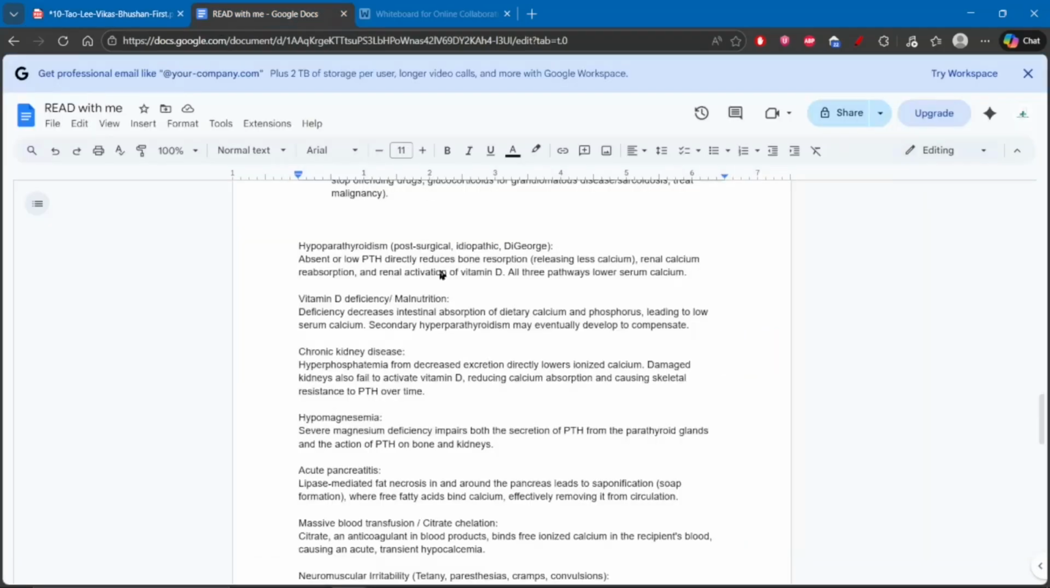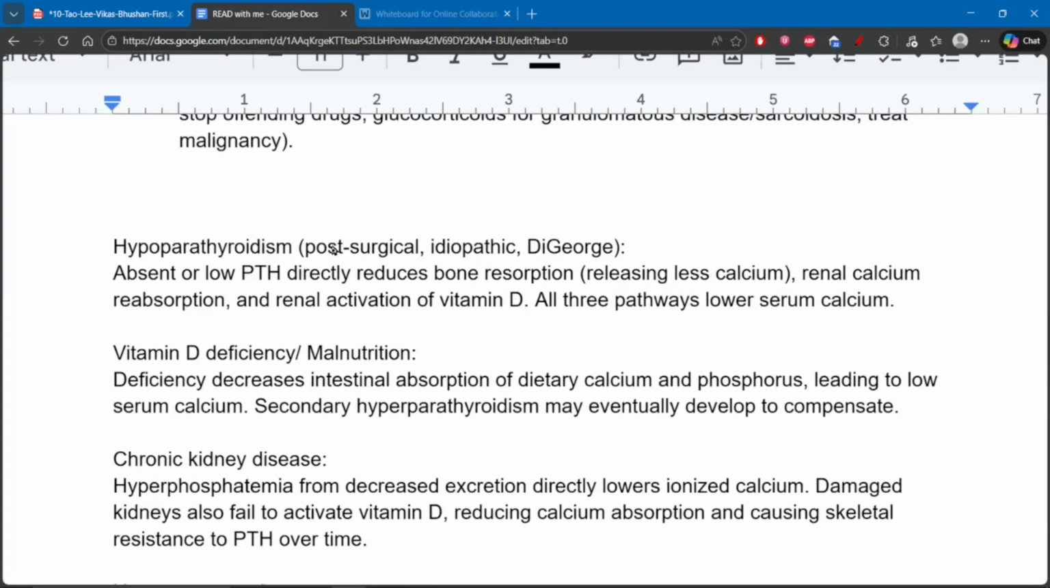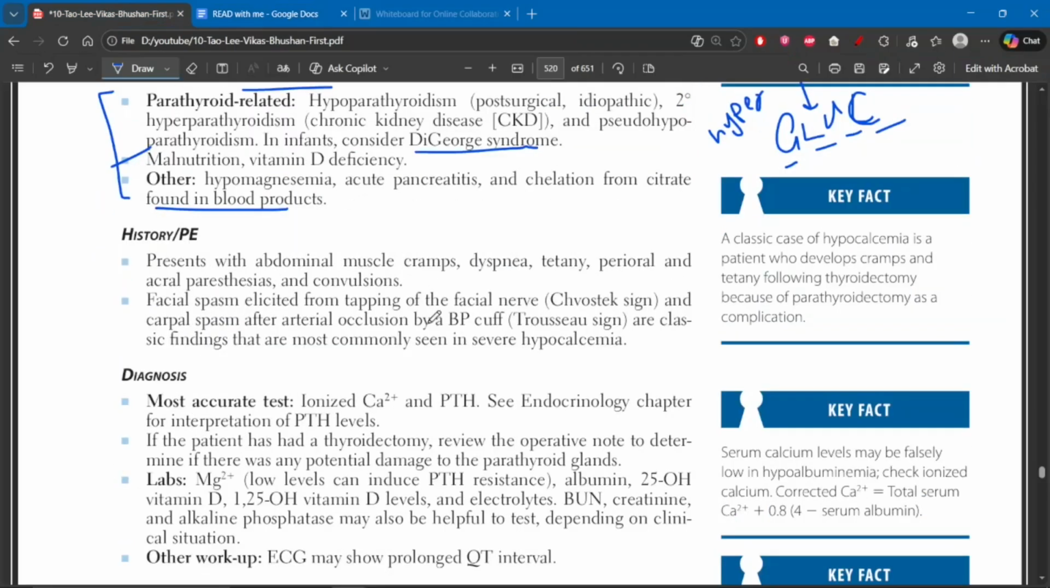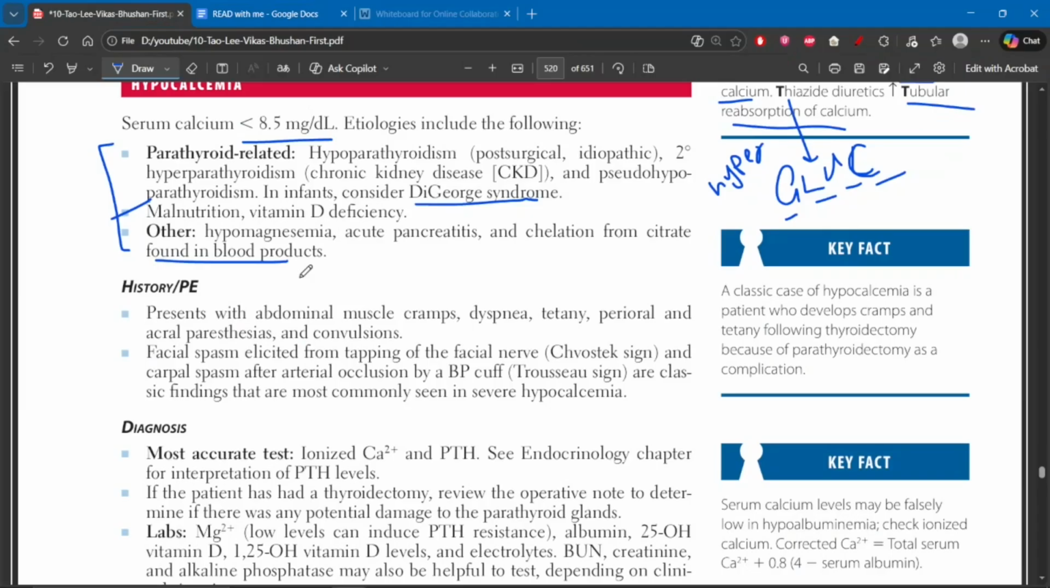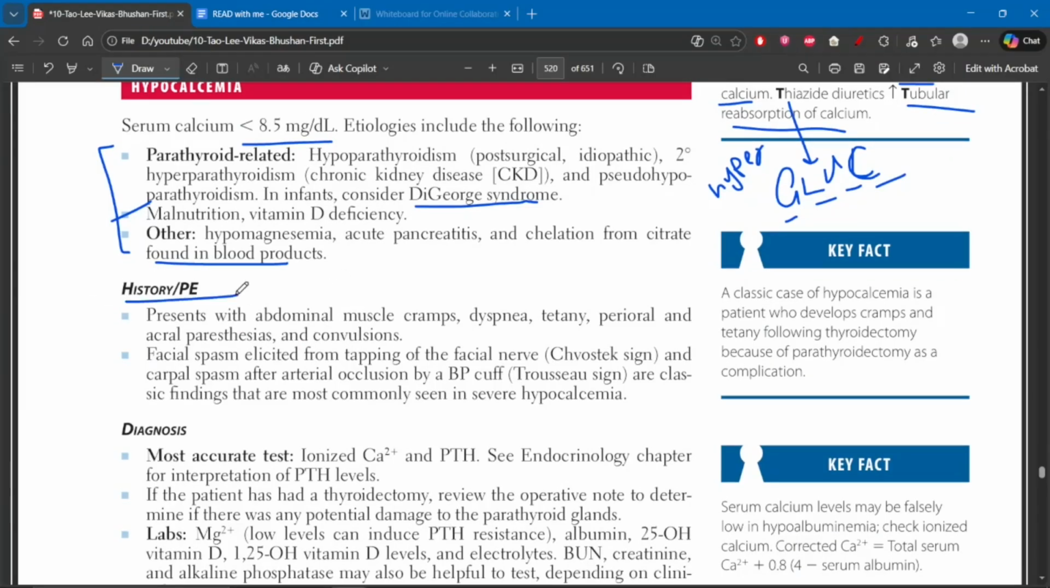I have my notes with me. But before that, we should also take a look at the history and physical examination so that we could discuss both of them together.